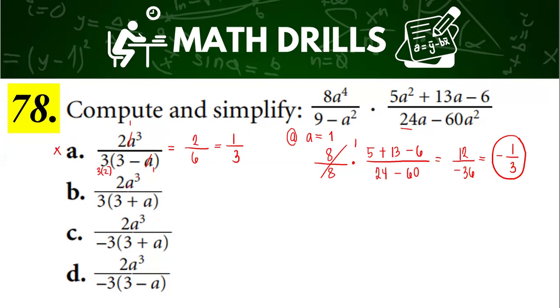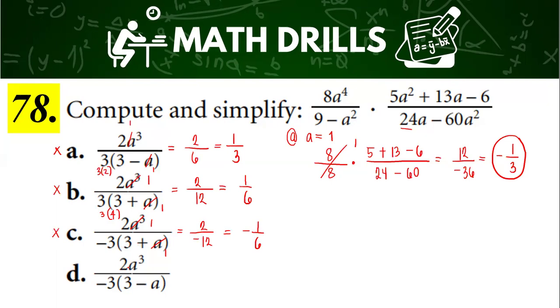Let's go with B. This will be 1, this will be 1. So 2 over 3 times 3 plus 1, which is 4. We'll have 3 times 4, that is 12, so 2/12. When you simplify, that will be 1/6, so it's not letter B also. Let's go with C. This will be 1, this will be 1. So 2 times 1 is 2, negative 3 times 4 is negative 12. So this is negative 1/6. This is not the answer.